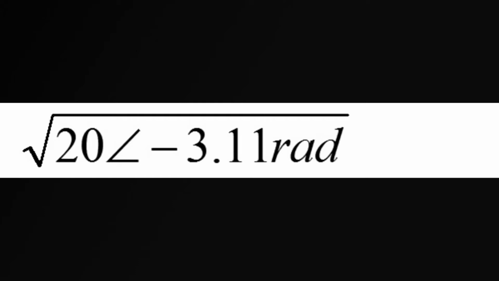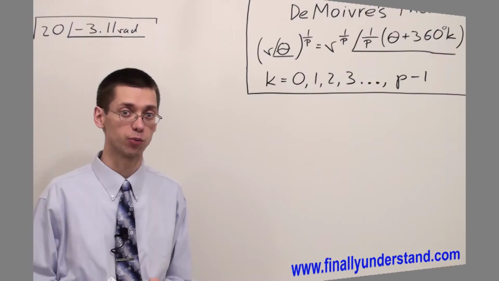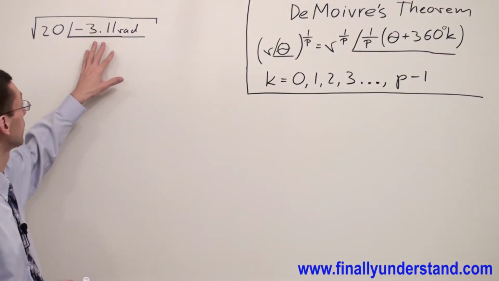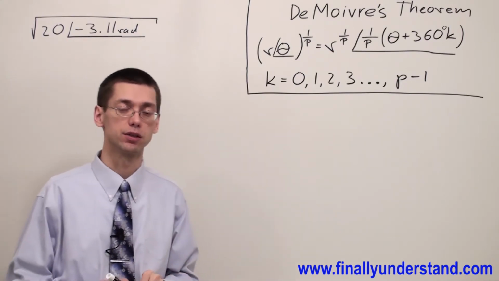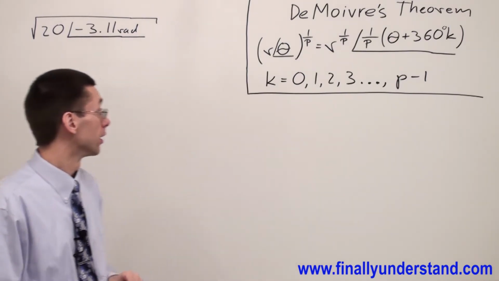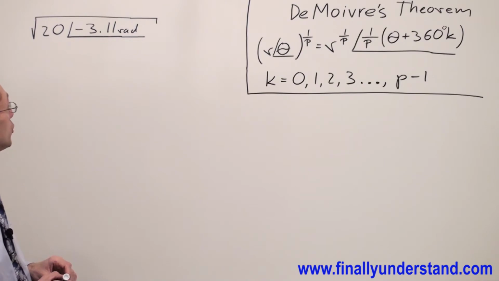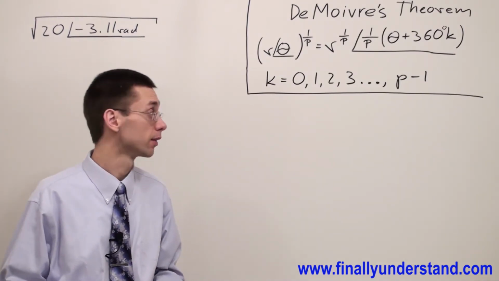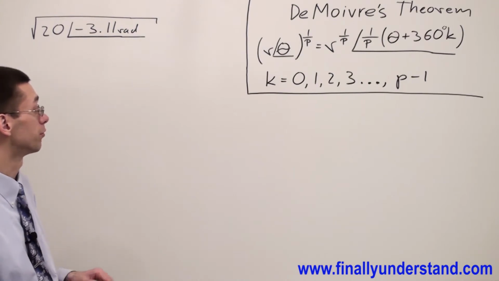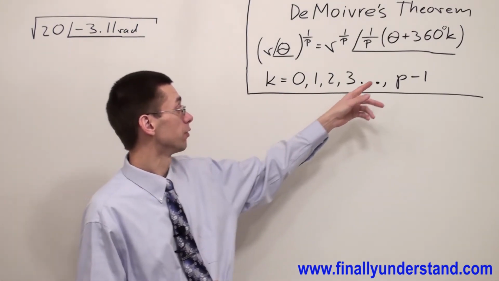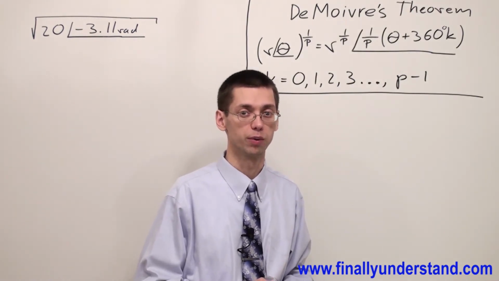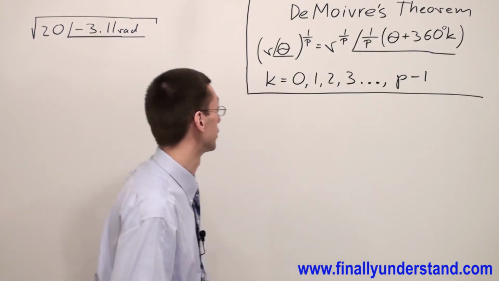This time we're supposed to find the square root of the complex number expressed in polar form, but the angle is expressed in radians. So what are we supposed to do first? We're supposed to apply exactly the same formula which we used before, but instead of 360 degrees we are going to use 2 pi. This is the only difference.